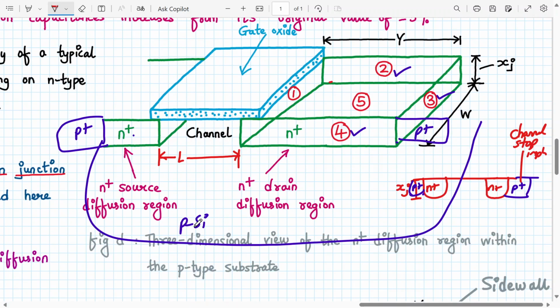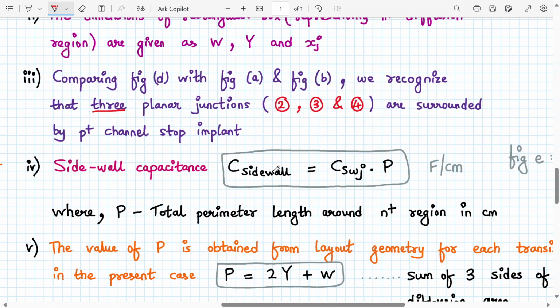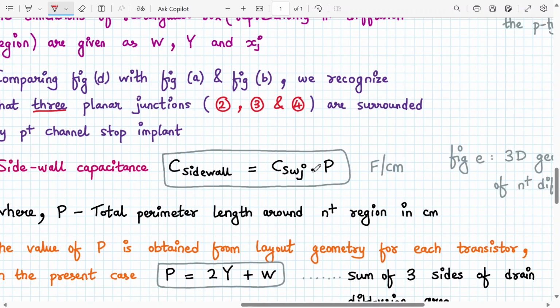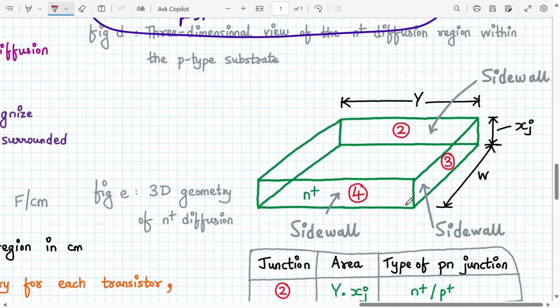This we call the side wall capacitance, written here as CJSW times P. Now what is P? The total perimeter length around the n plus region. So what is the perimeter over here? It's the same diagram. These are side walls. 2, 3 and 4 are my side walls, which are surrounded with p plus n plus junctions. So this p plus n plus junction is my side wall.